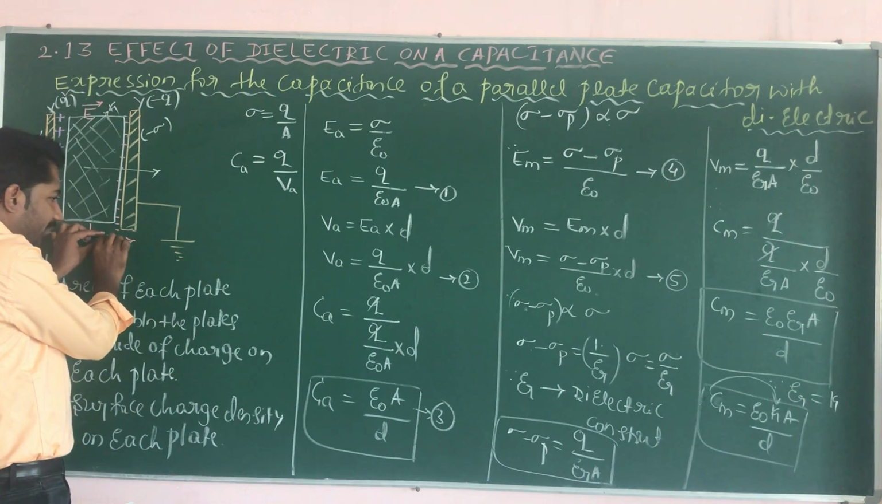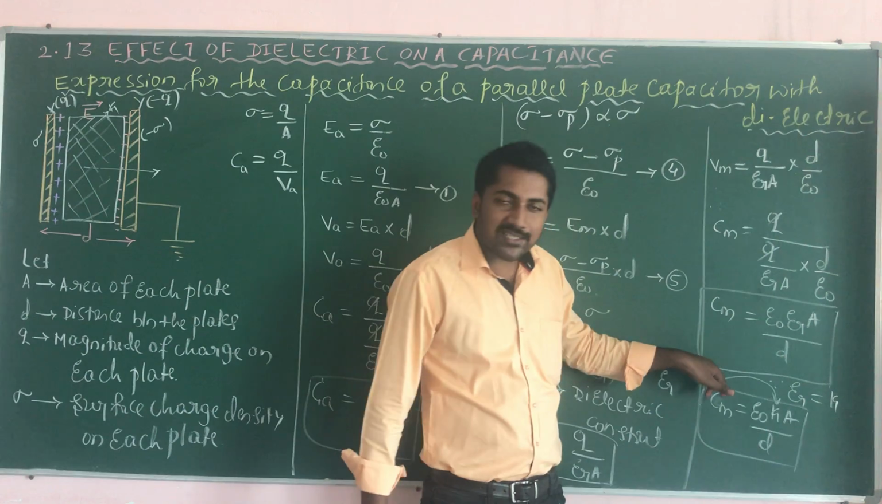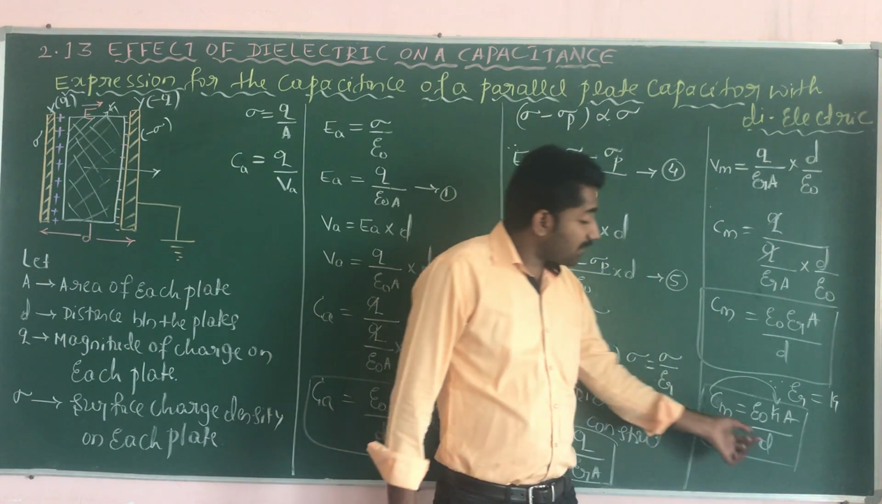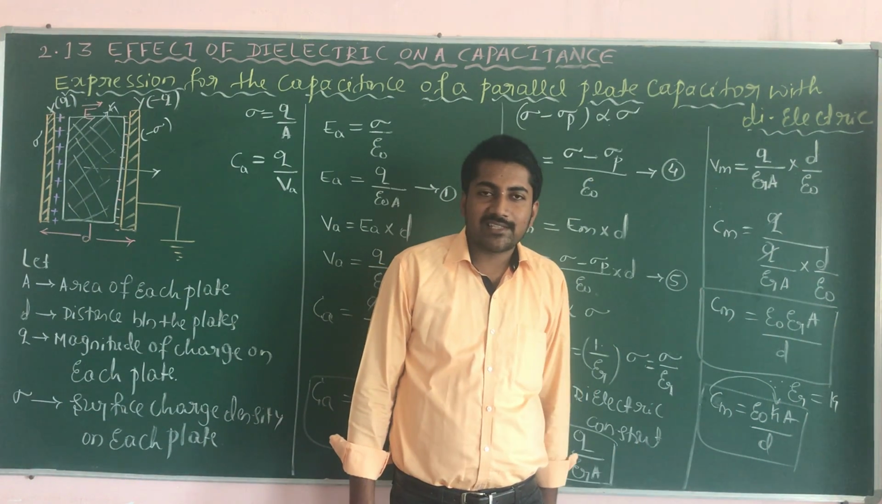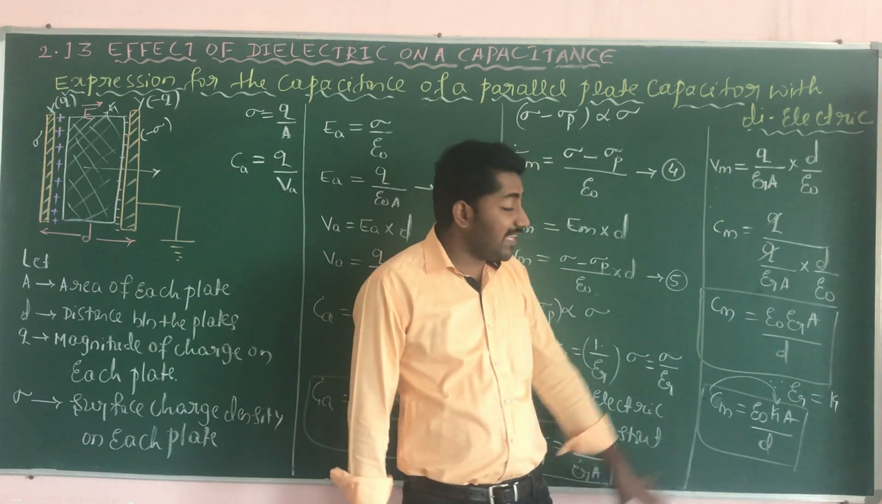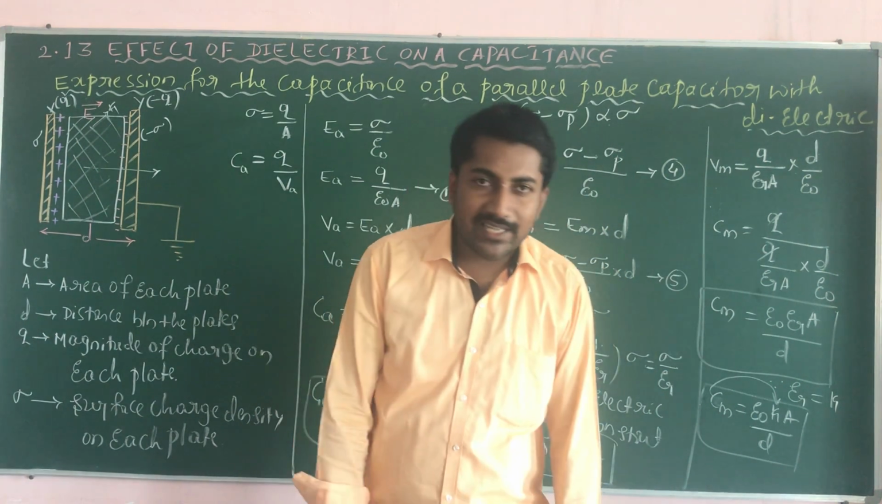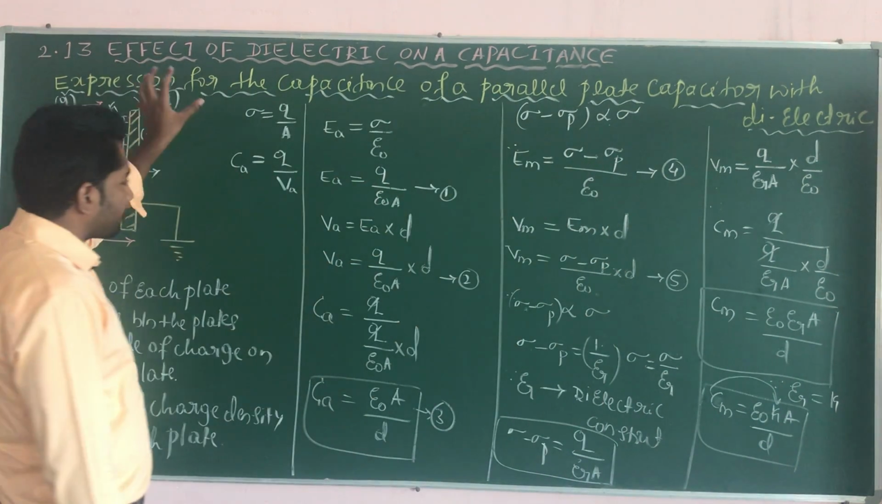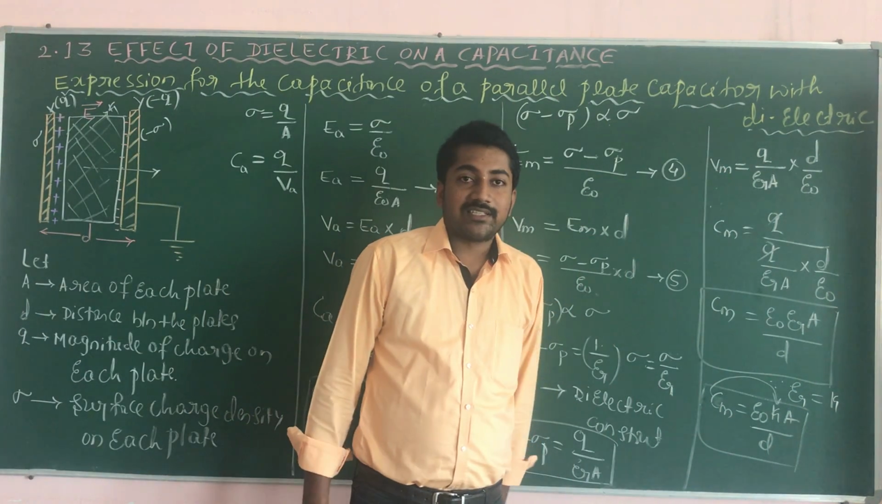Here this is inversely proportional. If the distance increases, the capacitance of a capacitor decreases. If the distance decreases, the capacitance of the capacitor increases. It is inversely proportional. On these three factors, the capacitance of a parallel plate capacitor depends. This is about the expression for the capacitance of a parallel plate capacitor with dielectric.